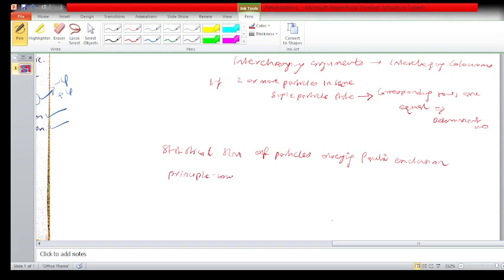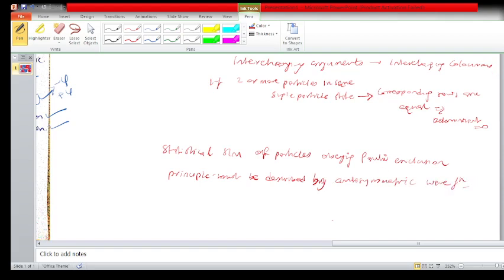So this particle must be described as an antisymmetric wave function. Or described by an antisymmetric wave function.